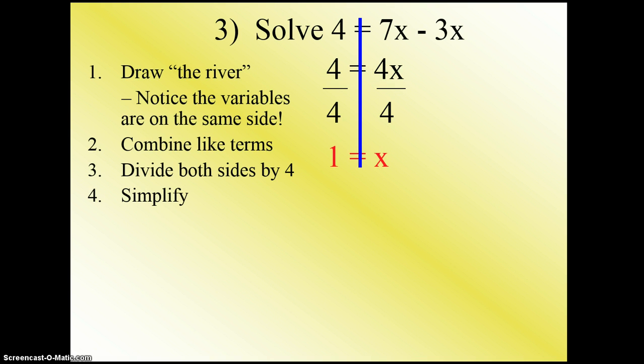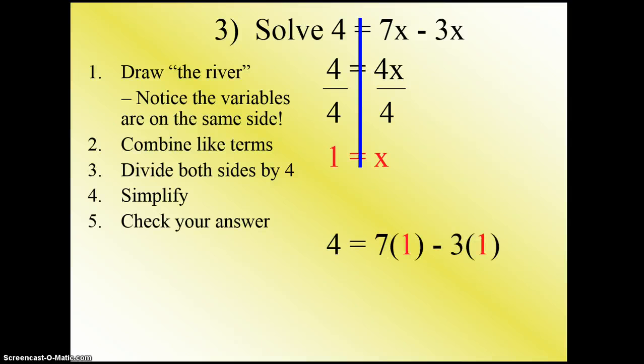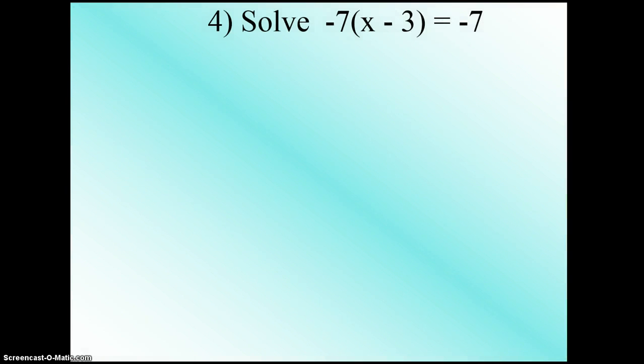If I want to solve, again, I want to check my answer, just plug it back in. Wherever there's an x, plug in 1. So let's see, 7 times 1 is 7, minus 3 times 1 is 3, so 7 minus 3 is 4. So 4 equals 4. That does check out.